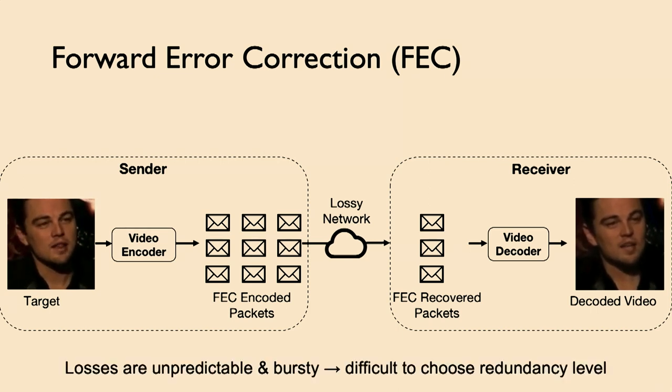But the problem is that on the internet, your packet loss patterns are very bursty and unpredictable, so it's hard to know exactly how much redundancy to add. Basic applications guess, based on some basic features about the network path, but they often guess wrong. You're either sending too much redundancy, which just wastes bandwidth, or you don't have enough, and then you're back to the problem that I talked about. You're not able to reconstruct.